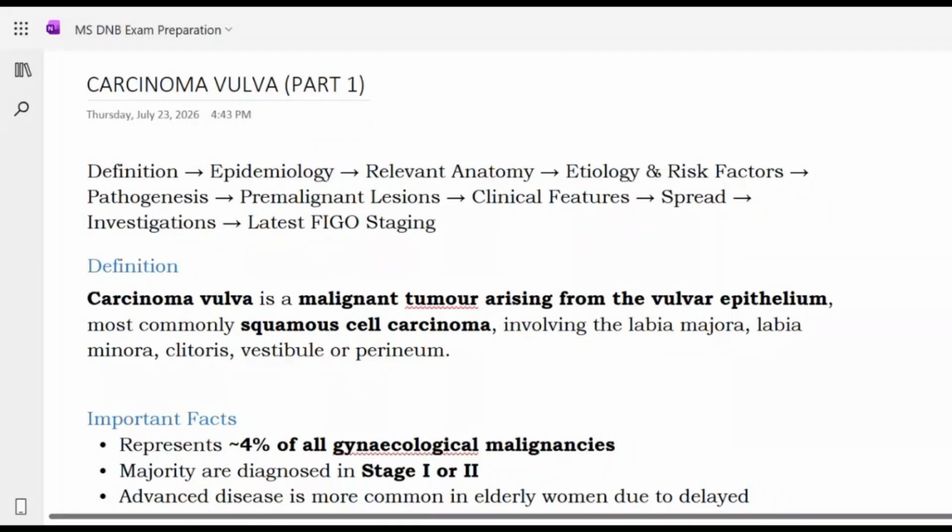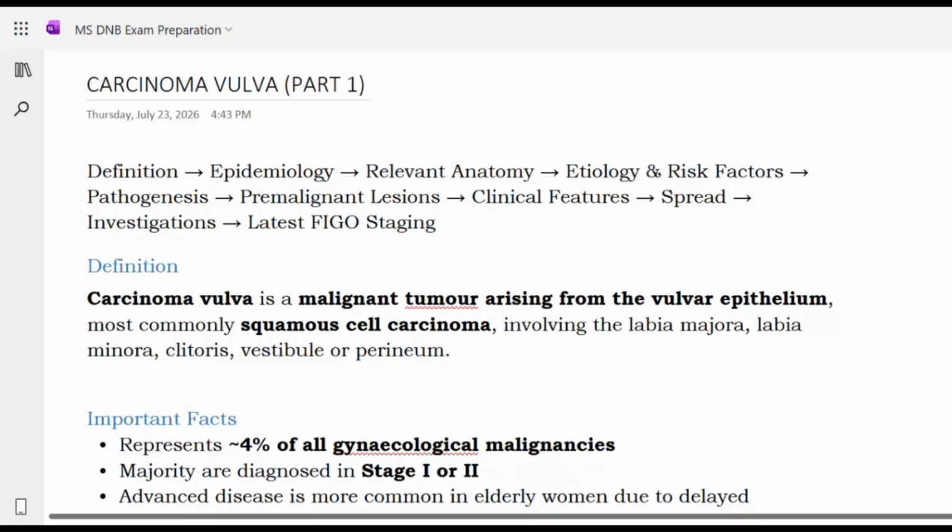So today we will start with carcinoma of vulva. We will take this into two sessions. The first session, we will mainly focus on the definition, epidemiology, surgical anatomy for this vulva, then etiology and risk factors for the development of the carcinoma, pathogenesis, premalignant lesions, clinical features, how does the malignancy spread, what are the investigations and latest FIGO staging.